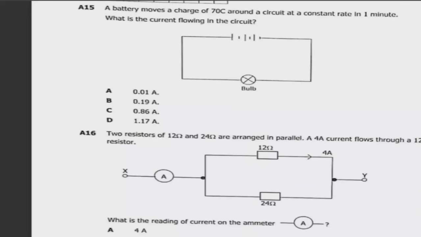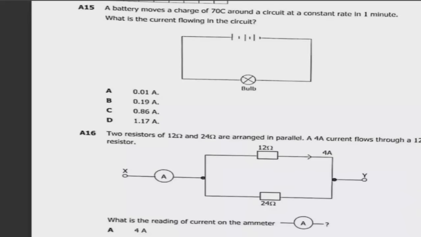Okay, we come to question 15. A battery moves a charge of 70 coulomb around a circuit at a constant rate in 1 minute. What is the current flowing in the circuit? Okay, so we need to find the current.